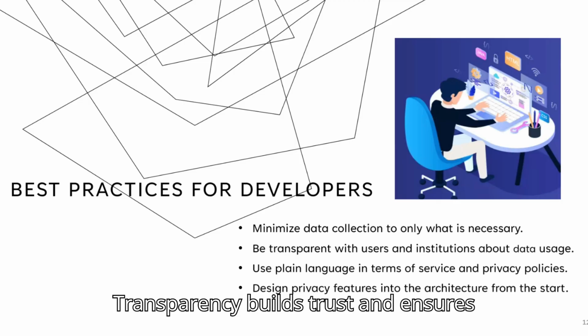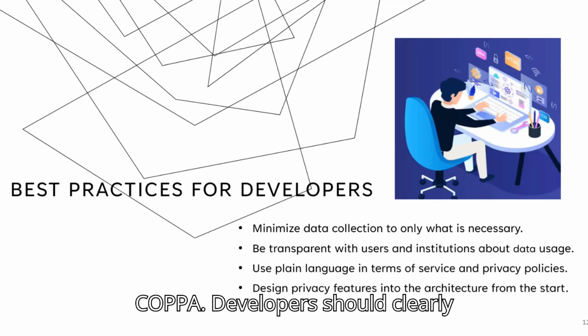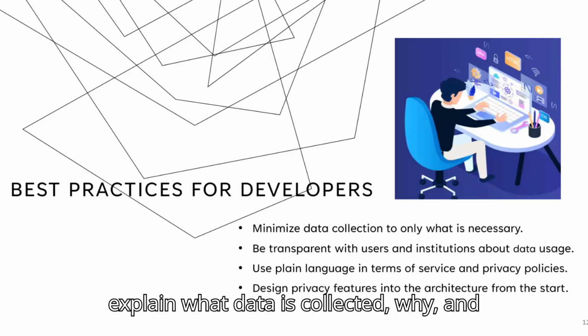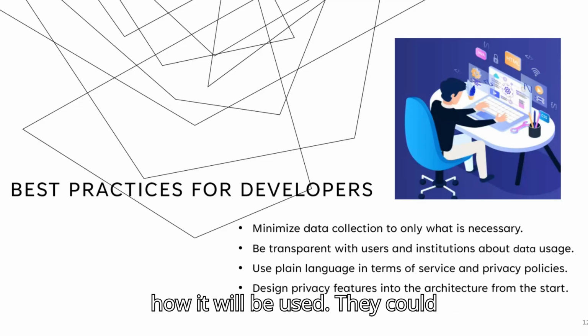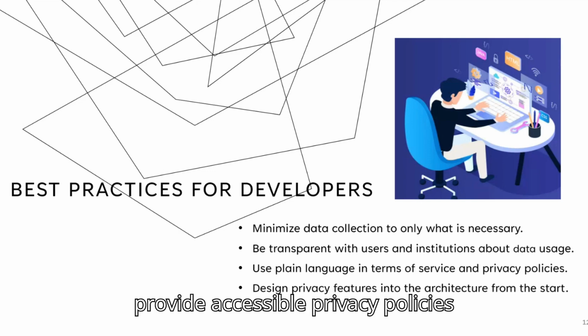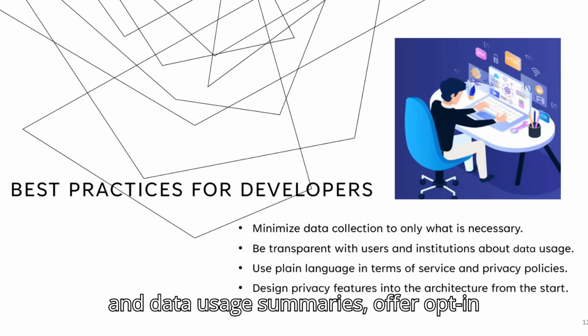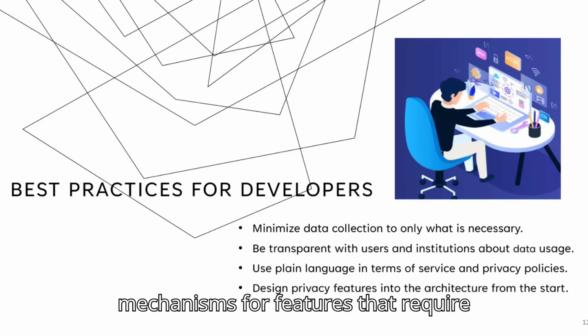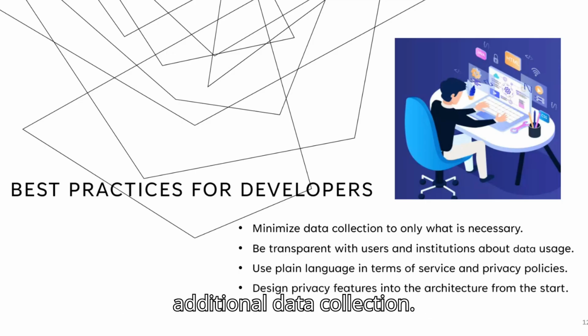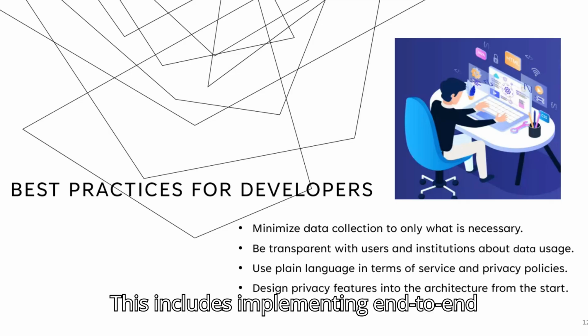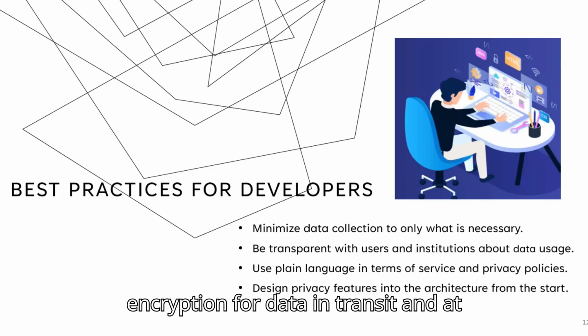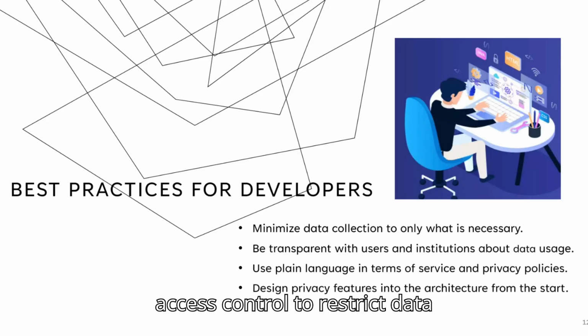Transparency builds trust and ensures compliance with laws like FERPA and COPPA. Developers should clearly explain what data is collected, why, and how it will be used. They could provide accessible privacy policies and data usage summaries, and offer opt-in mechanisms for features that require additional data collection. Privacy should be a core design principle, not an afterthought. This includes implementing end-to-end encryption for data in transit and at rest, using role-based access control to restrict data access based on user type.